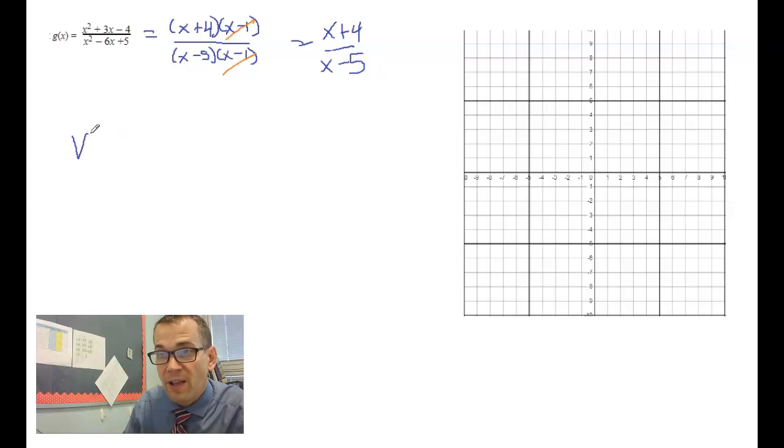We know that the vertical asymptote is going to be at any x value that would cause a division by 0. So we know that happens when x equals 5. I'm going to write x equals 5 to have the equation of a vertical line, and I'm going to draw on that vertical line.